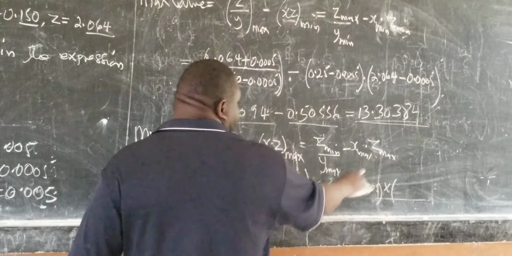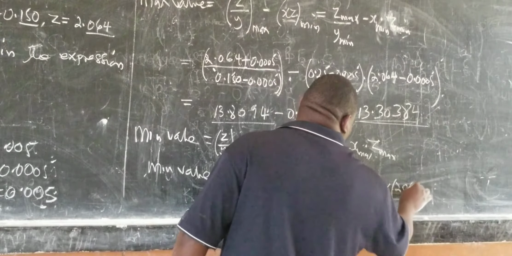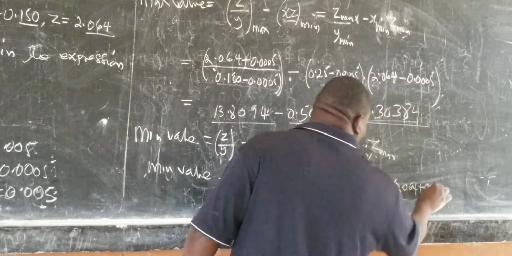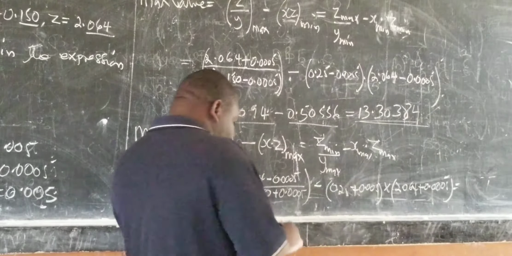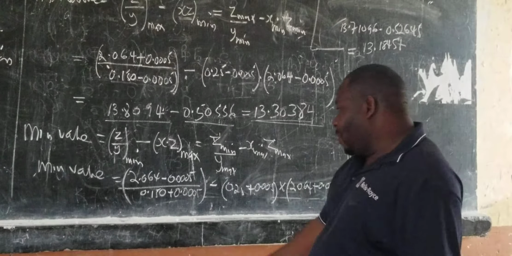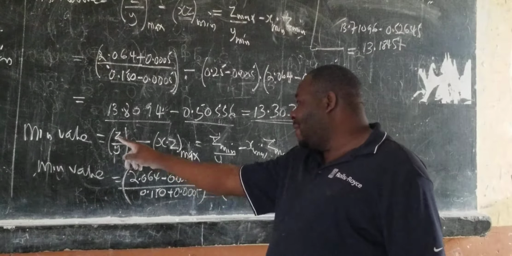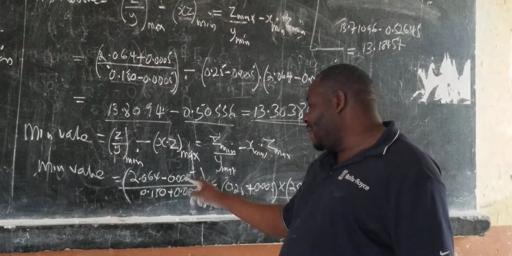times z, which is 2.064 plus the error maximizing, which is 0.0005. Then we will use our calculators. So the minimum value, we have minimized the z by subtracting its error from z.